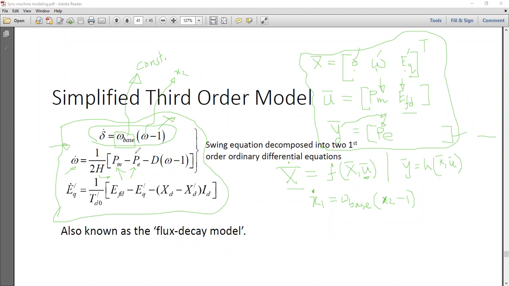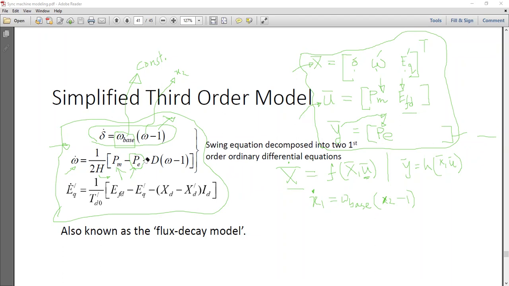But is PE a member of this X? No. Is PE a member of U? No. So how to deal with this? This is the question. This is where the problem starts. It's not straightforward. State space modeling is not always as simple as we did for the RLC network. So let's see how we can get rid of this PE.